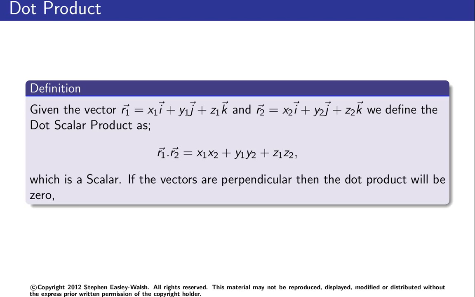What's very useful about the dot product is that if the vectors are perpendicular, then this dot product will be 0. And if they're not perpendicular, then it won't be 0. It's actually a very useful, quick way to check if two vectors are perpendicular or not. And a very simple way too. The calculation is not difficult here.